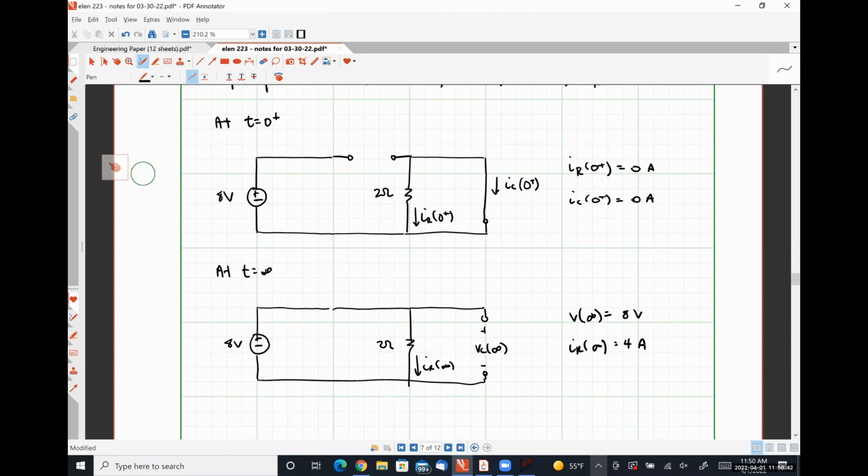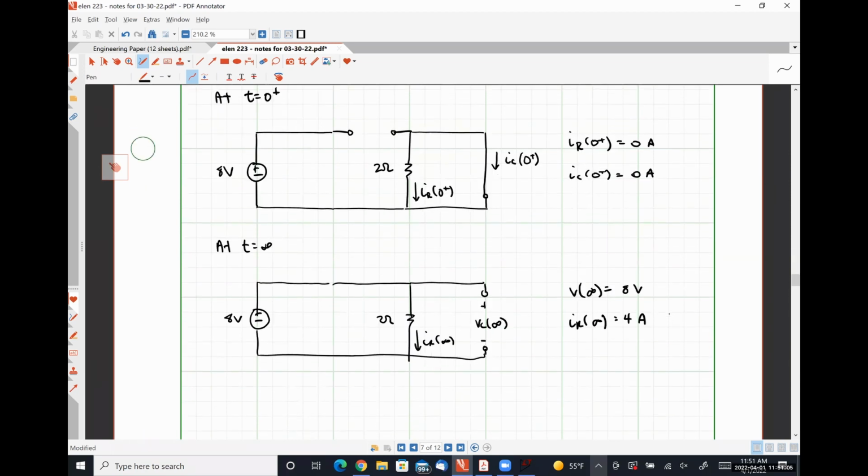So at t is equal to infinity, we are at DC steady state. So we replace our inductor with its DC steady state equivalent, which is a short circuit. We replace our capacitor with its DC steady state equivalent, which is an open circuit. All right.